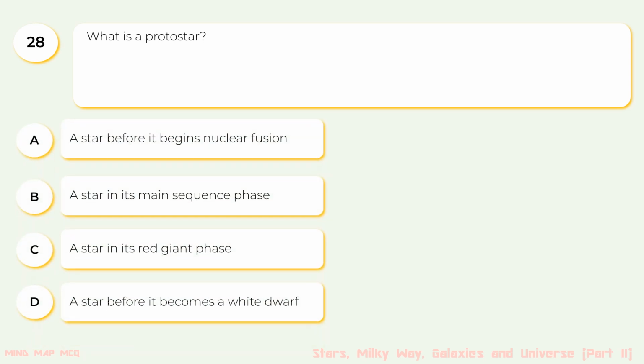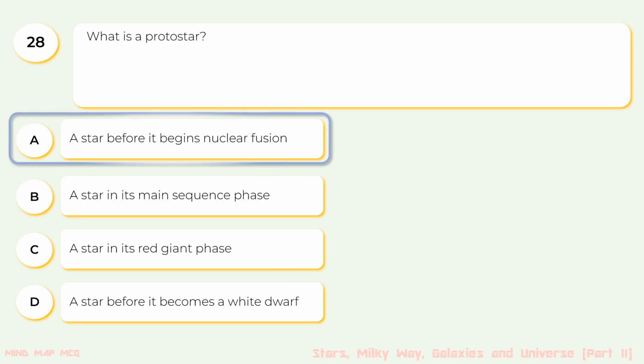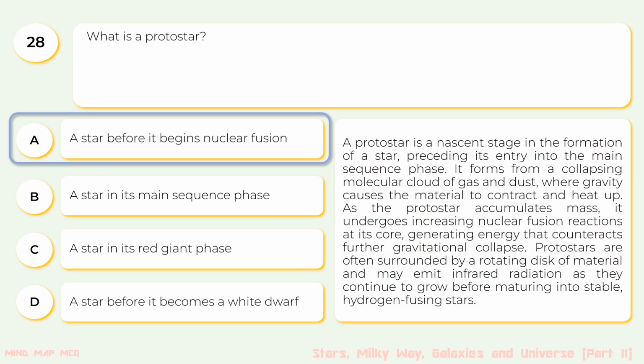28. What is a protostar? The options are A. a star before it begins nuclear fusion, B. a star in its main sequence phase, C. a star in its red giant phase, D. a star before it becomes a white dwarf. The correct option is A, a star before it begins nuclear fusion. A protostar is a nascent stage in the formation of a star, preceding its entry into the main sequence phase.